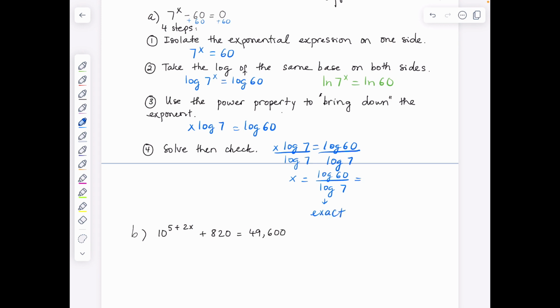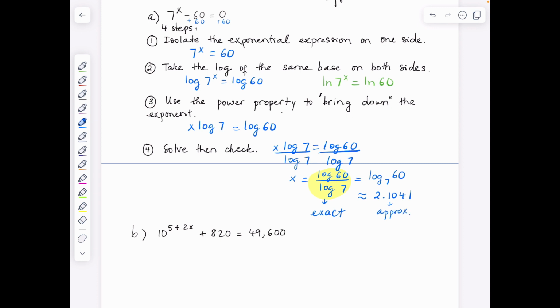We could also use the change of base formula and write this as log base 7 of 60. Or you can just leave your answer this way. Now an approximate answer would be if we use our calculator and calculate this out. And if you use your calculator here, you should get 2.1041. We'll round to 4 decimal places. So this right here is the approximate answer.